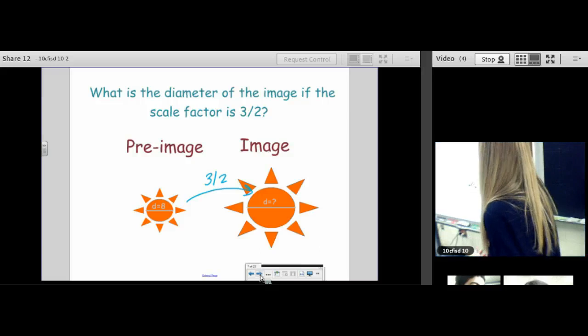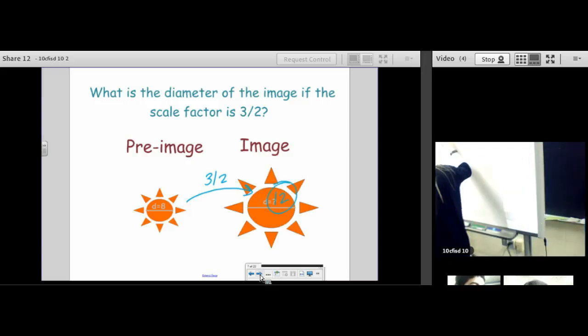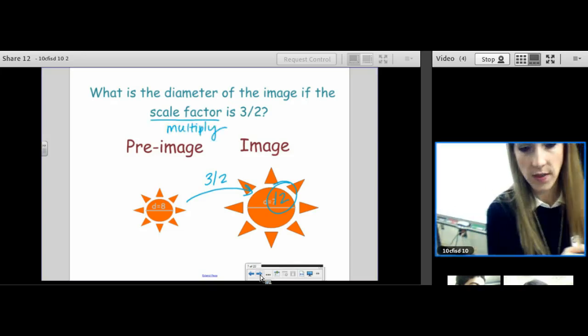You're correct. 12. So when you see scale factor, you should think multiply.